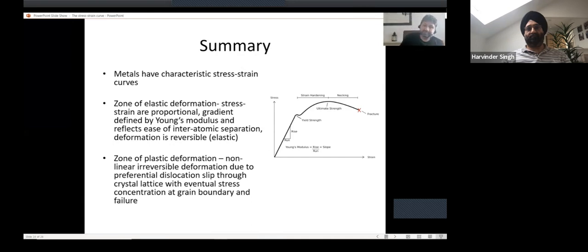We contrast this with going past this point, where we now go into plastic deformation, where we have non-linear, irreversible deformation. It's non-linear because it's to do with dislocation slip. We know that is quite chaotic and disorganized and requires progressively greater force to move the dislocations, which really don't want to move. Eventually they all join up at the grain boundaries where they can't go any further. The stresses rise and we have failure. So that is the end.